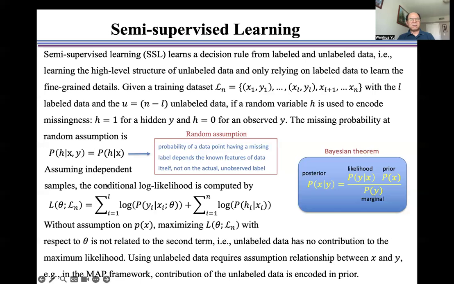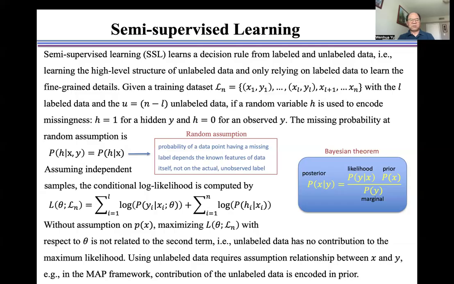Assuming independent samples, the conditional log likelihood is computed by using this formulation. Without assumption on p(x), maximizing L with respect to theta is not related to the second term, as shown here. Namely, unlabeled data has no contribution to the maximum likelihood. Using unlabeled data requires an assumption about the relationship between x and y.